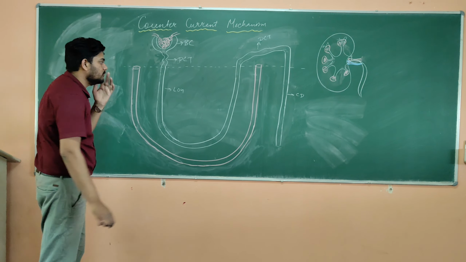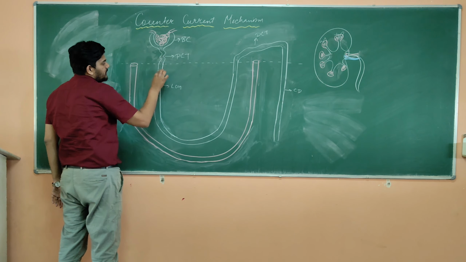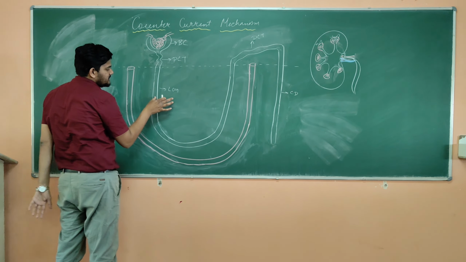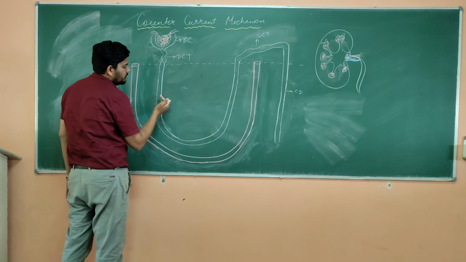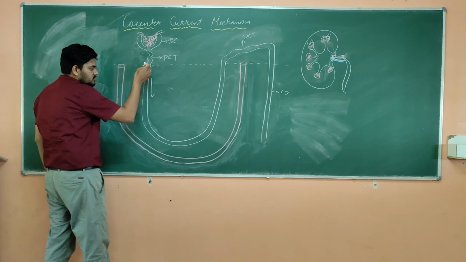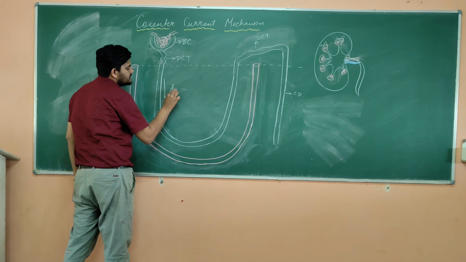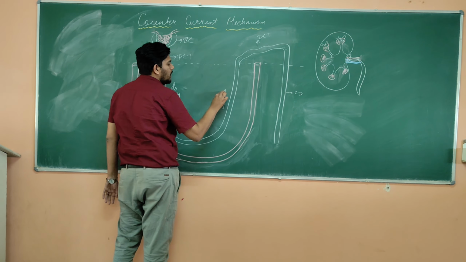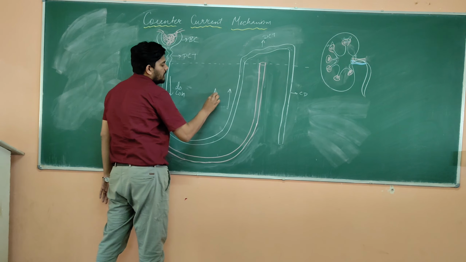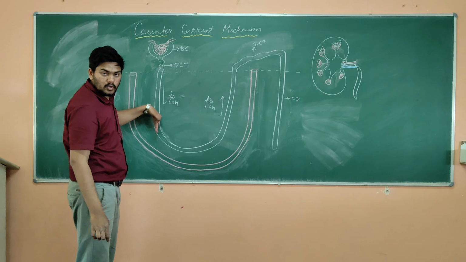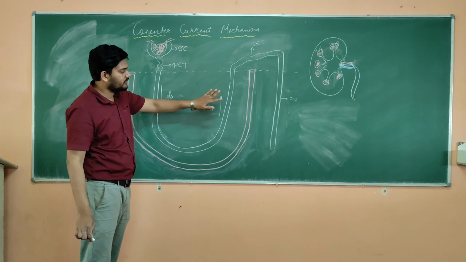How does the filtrate move? See, the filtrate is moving in this direction. First we have to understand the limbs. If this white thing is the loop of Henle, here the filtrate is going down, so this limb is known as the descending limb of the loop of Henle. Here the filtrate goes up, so this is known as the ascending limb of the loop of Henle. So this is the descending limb and this is the ascending limb.